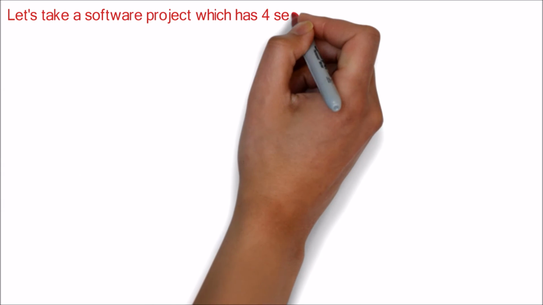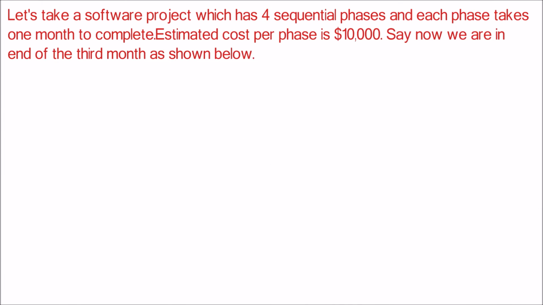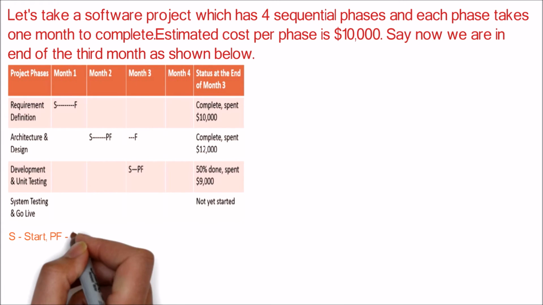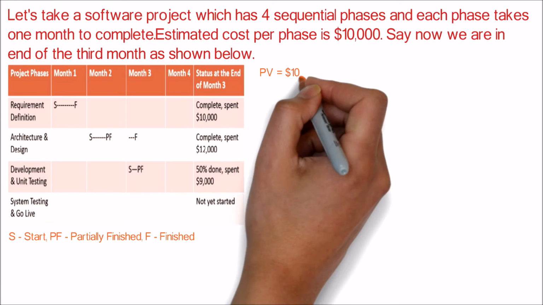Hello. Let's look into an example for EVM calculation. Let's take a software project which has 4 sequential phases and each phase takes 1 month to complete. Estimated cost per phase is $10,000. Say now we are at the end of the 3rd month as shown in the picture.